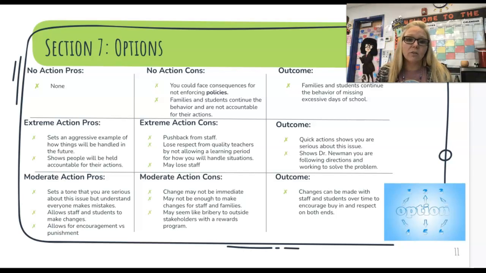Moderate action sets a tone that you're serious about the issue, but you understand everyone makes mistakes, allowing staff and students to make changes before consequences occur, and allows for encouragement versus punishment. The moderate action cons would be change may not be immediate. It's going to take a little bit of time, may not be tough enough or make enough of a change for staff and families, and may seem like bribery to some people if you set up a reward system, but ultimately you're getting the outcome you want, more kids at school for a small reward. Changes can be made with staff and students over time to encourage buy-in and respect would be a good outcome.